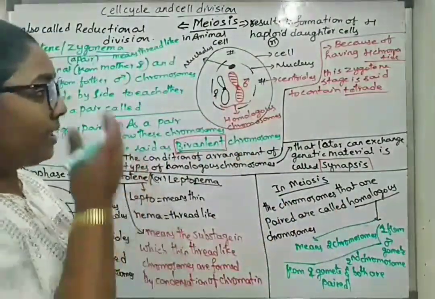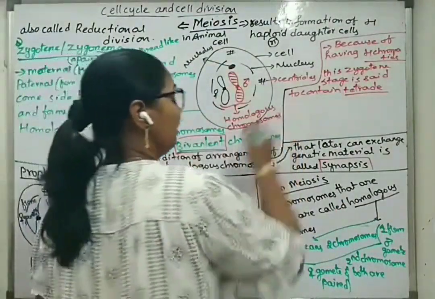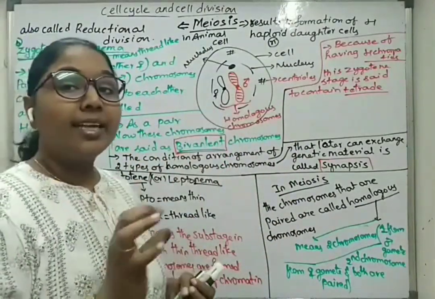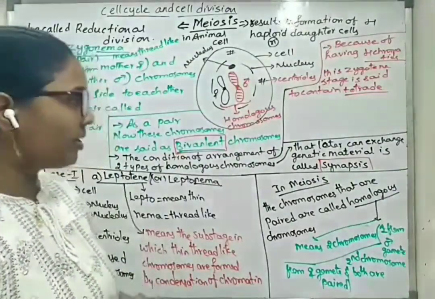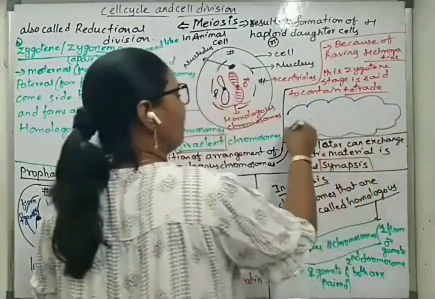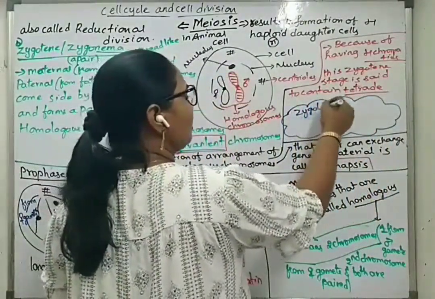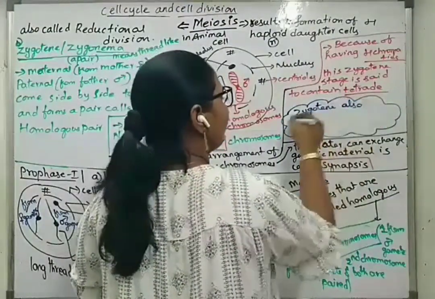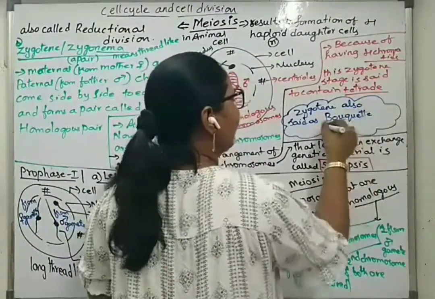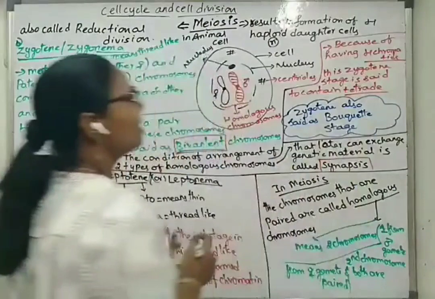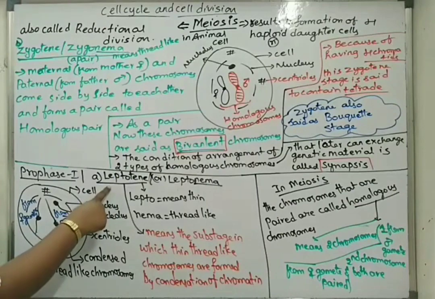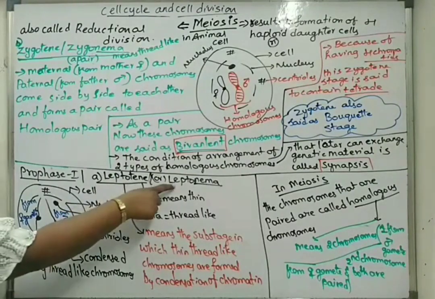This stage is also given another term, that is, when 2 homologous chromosomes are paired side by side, that appears like a bouquet. So this is also called the bouquet stage. Zygotene is also said as bouquet stage. So this is about zygotene or zygonema, and before it was leptotene or leptonema.